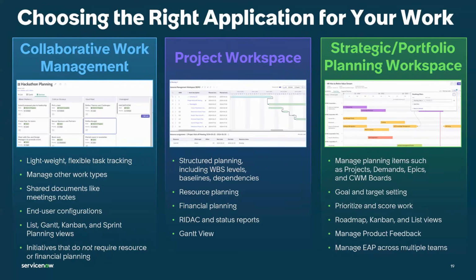and then project workspace is more Gantt view. And then finally, SPW or PPW, that is more for planning multiple, like a higher level of work. So planning at the project, demand, Epic, and CWM boards all in one portfolio, as well as the ability to set goals and targets. Within PPW, you can also prioritize and score your work, as well as plan your roadmap, and then also manage project feedback, and then EAP as well.